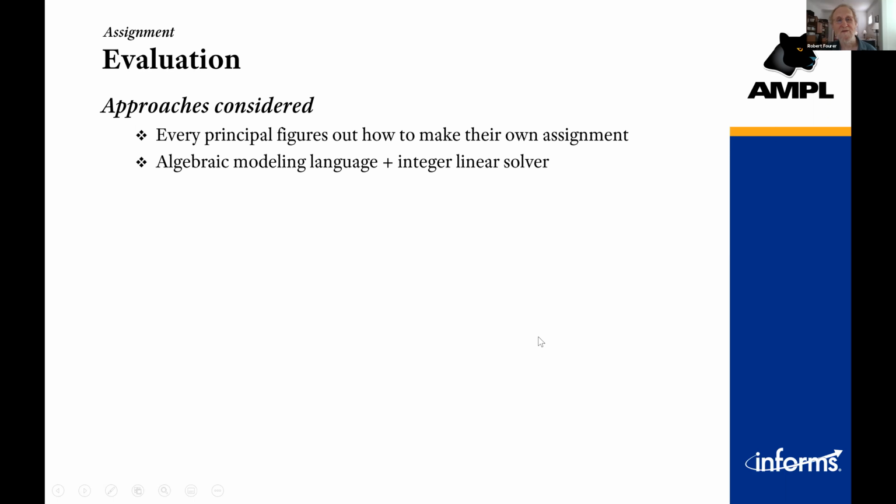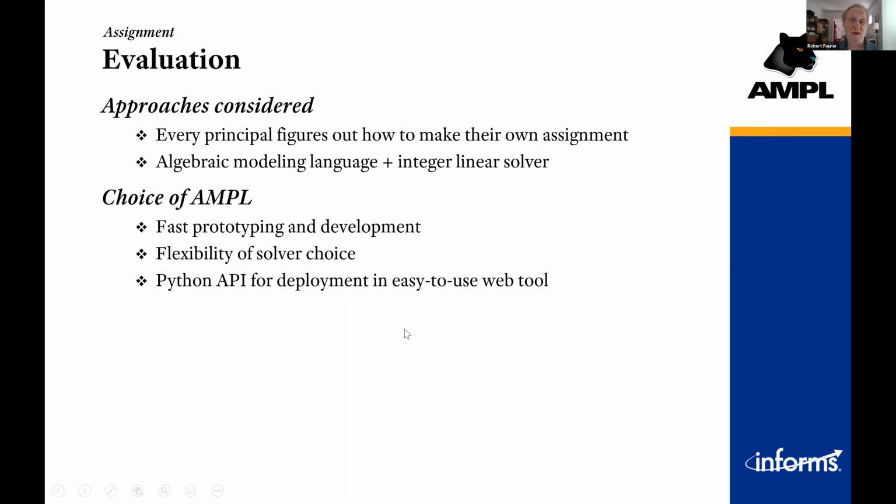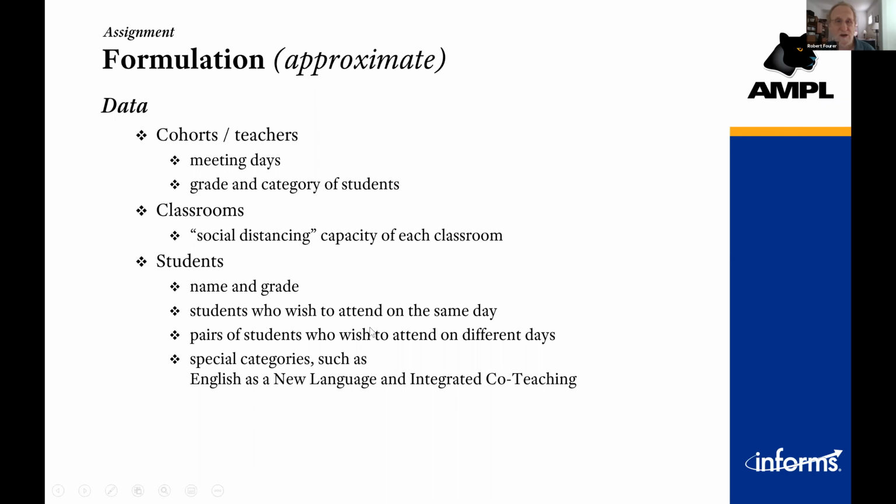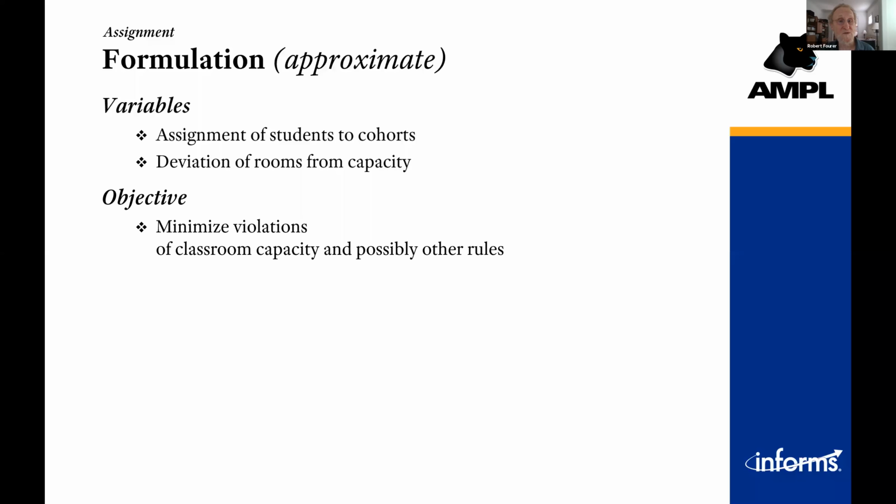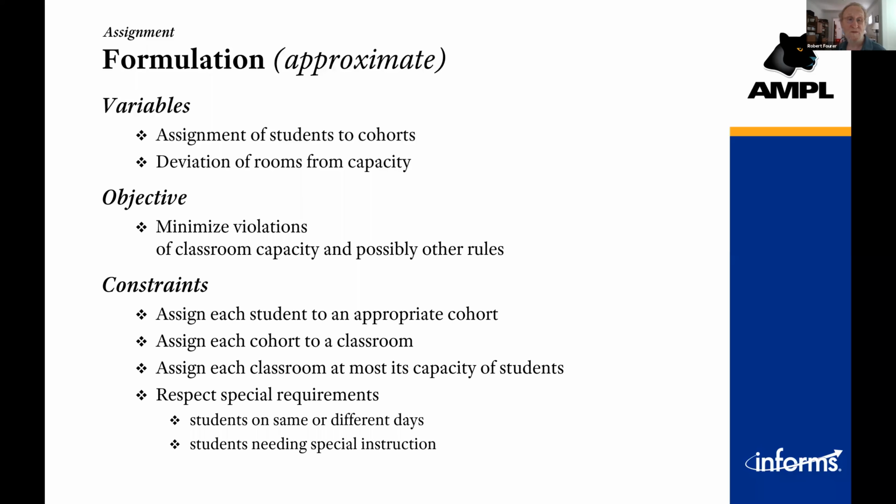Basically, the only alternative was to have every principal figure out on their own how to make the assignment. And the algebraic modeling language was thought of as a quick way to get this done. It offers fast prototyping and development, flexibility of the solver choice, and a Python API that can be used to build it into a web tool that you can put out to all these principals in all these different schools. So again, I have some description of the formulation, but in the interest of time, I won't go through all the details. You see, it's just like all these formulations. There are variables, there's an objective, there are some constraints.